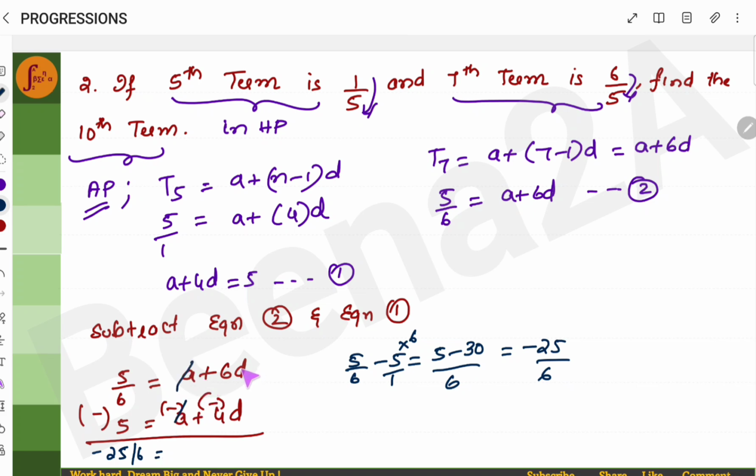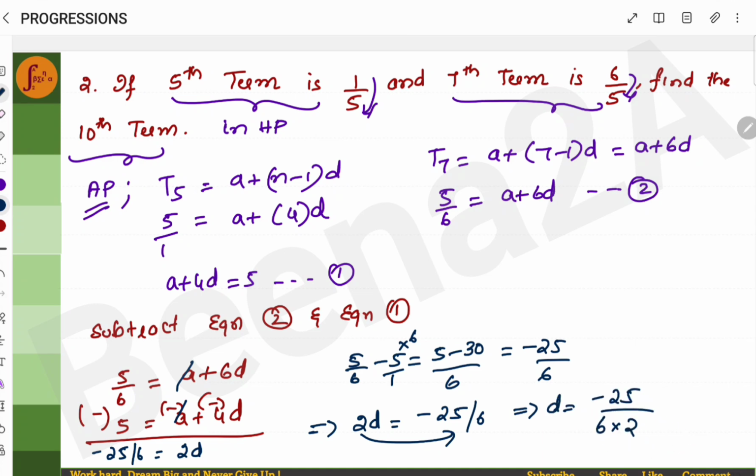A minus a is 0. 6d minus 4d is 2d. So we'll get 2d is equal to minus 25 by 6. Now I shift this to this side. So it will become d is equal to minus 25 by 6 into 2. This is in multiplication, so it will become a division. This is in the numerator, so it will come to the denominator. So d is equal to minus 25 by 12.